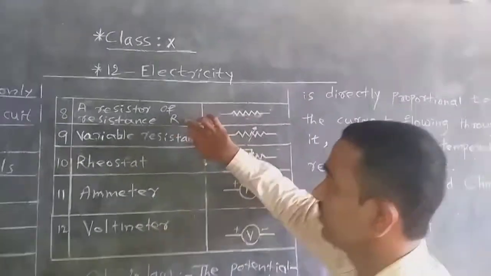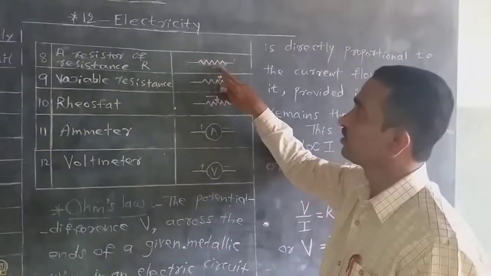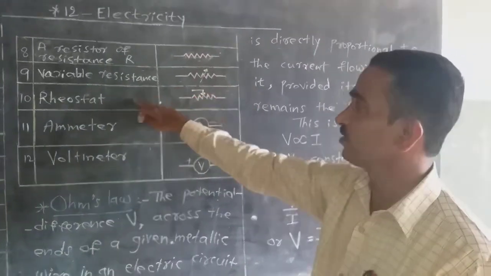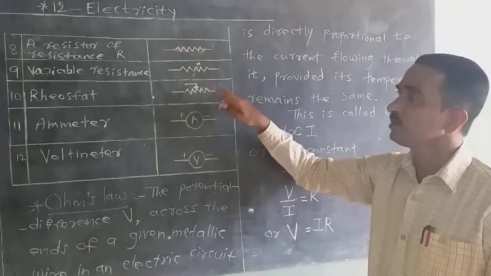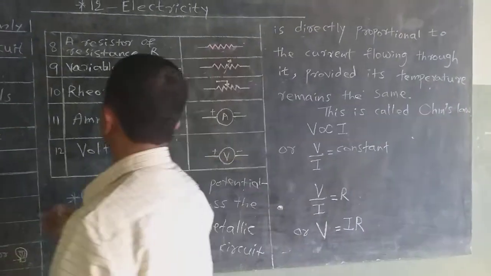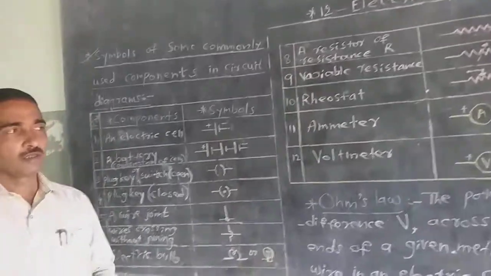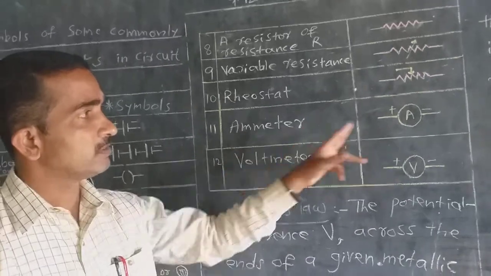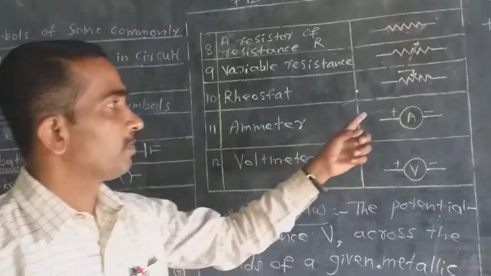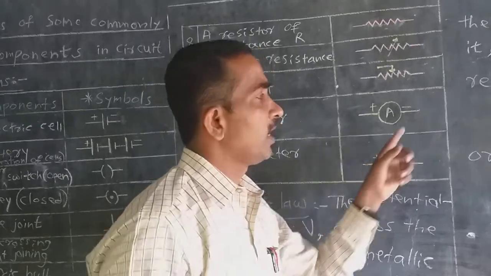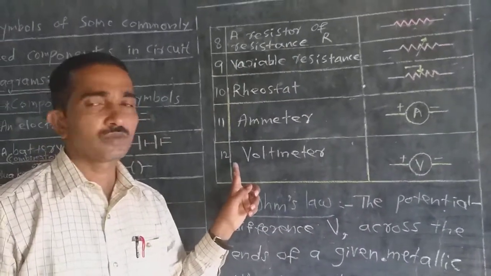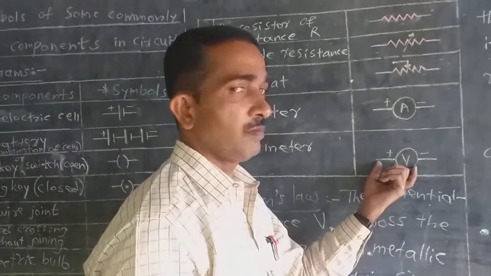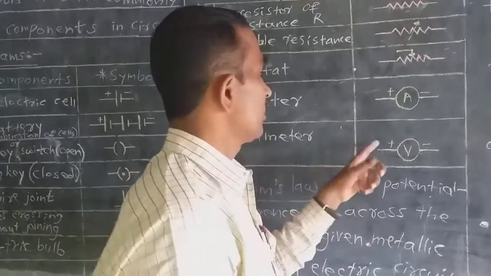Resistance or resistor, this is the symbol. Variable resistance, this one is the symbol for that. Rheostat is a device. This one is the symbol for the rheostat. Next one, ammeter and voltmeter. Ammeter is the device that is used to measure electric current. See this one, this is the symbol for it. Here the positive pole is there. Next one, negative pole. Voltmeter is the device used to measure potential difference. See, this is the symbol for the voltmeter. Here the positive pole is there.